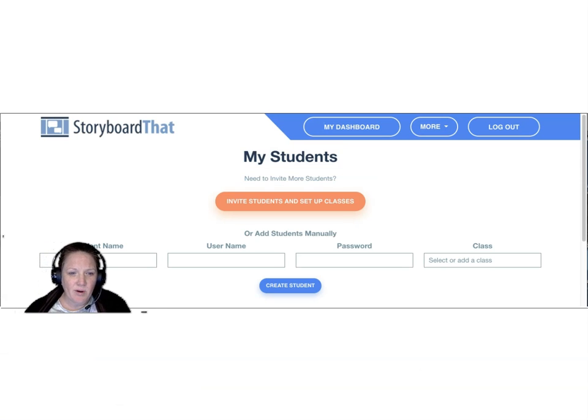This is what Storyboard That looks like. I'm going to be adding you as a student, and then you'll be able to get on and do your Storyboard That through my student program. And then I'll be able to see what you're doing also. So I just want to let you know you'll be getting information about that.